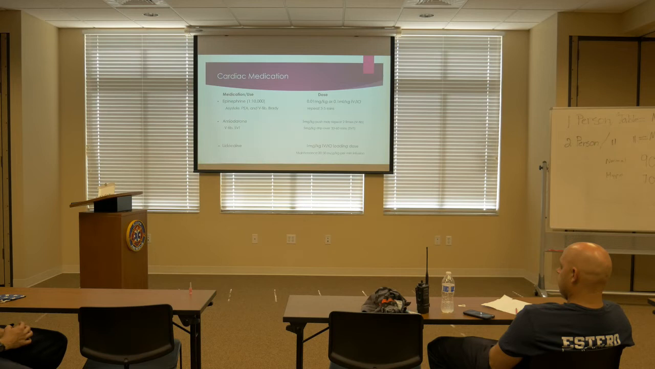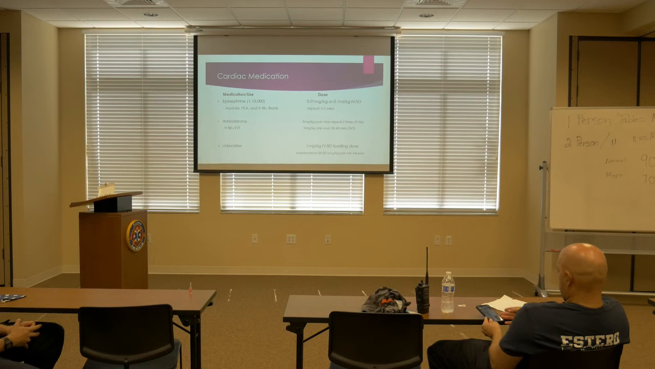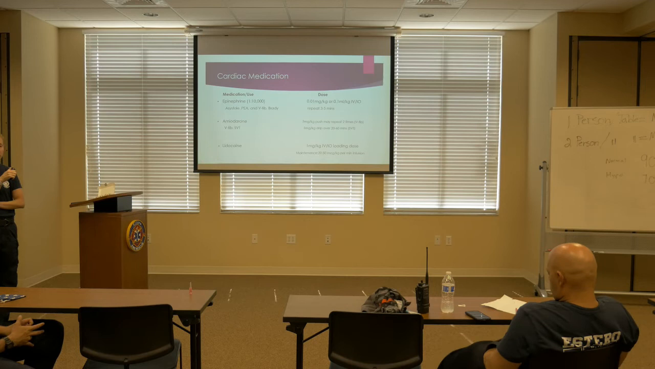Quick refresher, though, just to make sure. So our epi, we're going to use for asystole, PEA, VFib, bradycardia, our 1 to 10,000. Our dose is 0.01 milligrams per kilogram or 0.1 milliliters per kilogram. You can repeat every 3 to 5 minutes. Amiodarone, again, you have your live and your dead because you can either use it for your VFib or your SVTs. VFib, the dose is the same, but if they're alive, we're going to mix it and do it over a drip. Still 5 milligrams per kilogram.